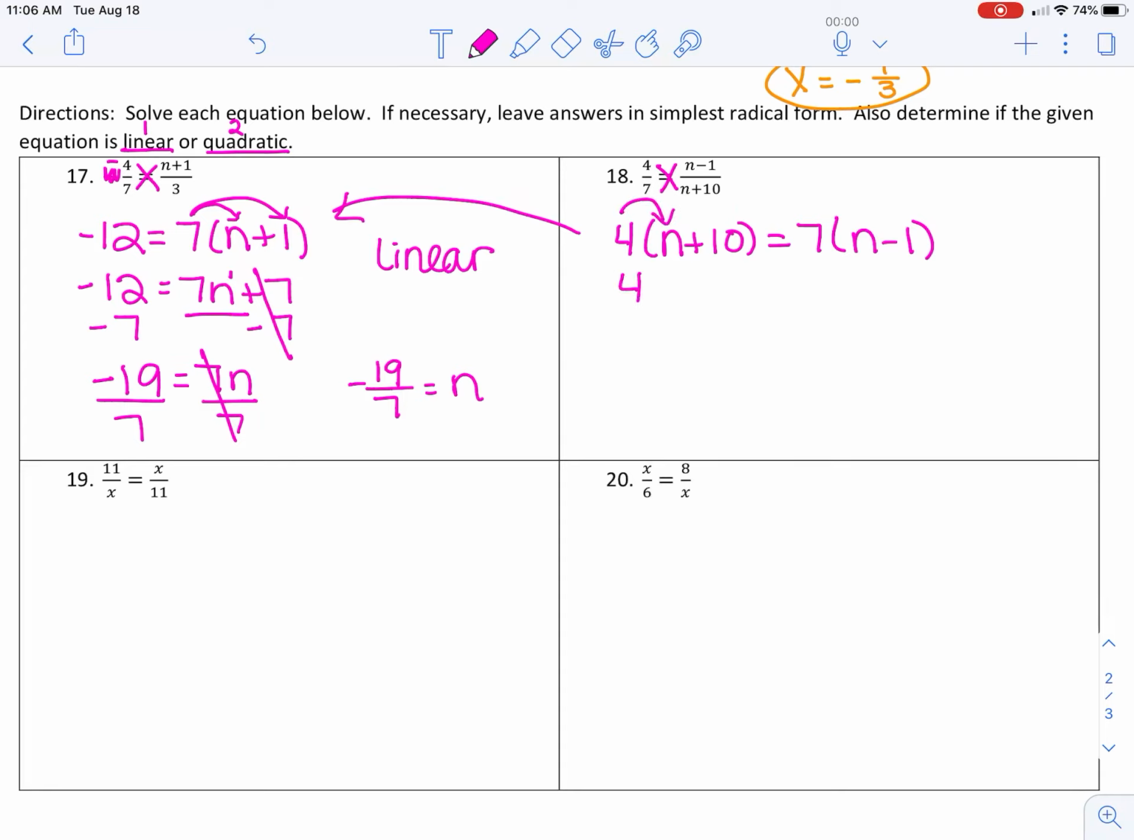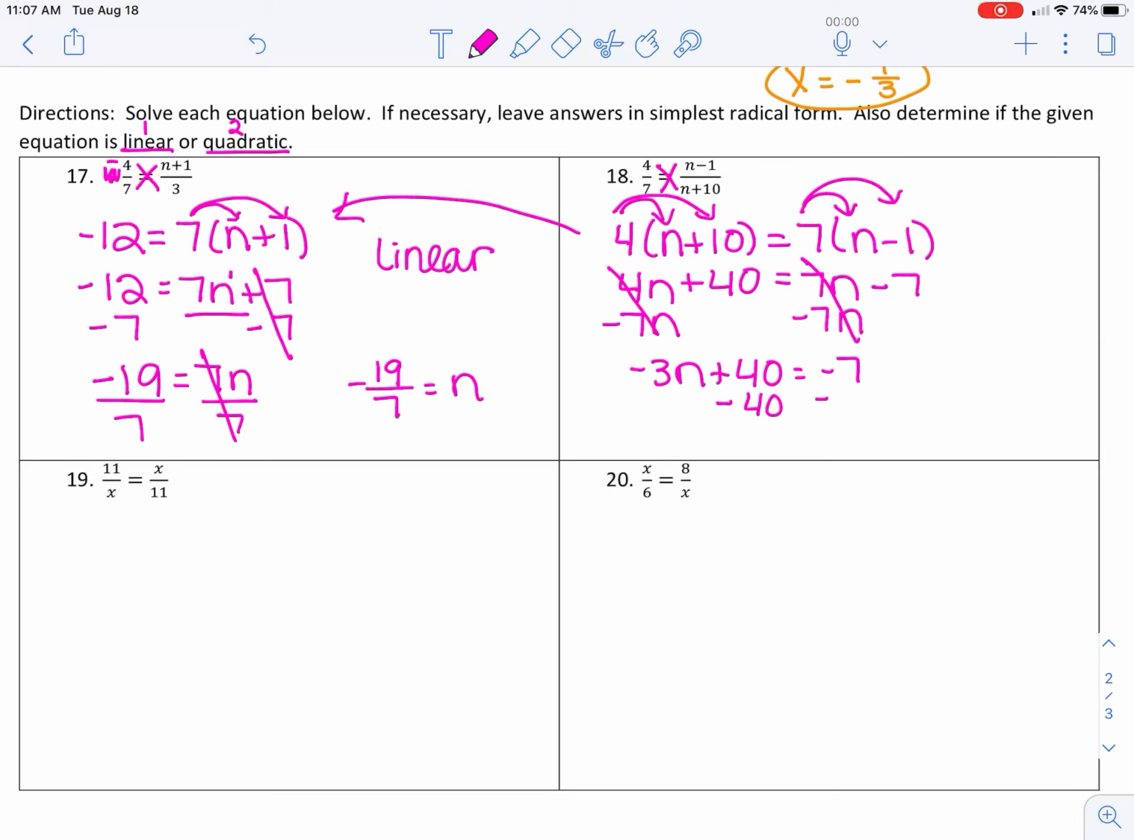Okay, so 4 times n gives me 4n. 4 times 10 gives me 40. And then that's going to be equal to 7 times n, which is 7n. And 7 times negative 1, which is negative 7. This, again, looks so much easier to deal with. So we're just going to start solving like we know how to solve an equation. I'm going to subtract the 7n, which gives me negative 3n plus 40 equals, that cancels, and I get negative 7.